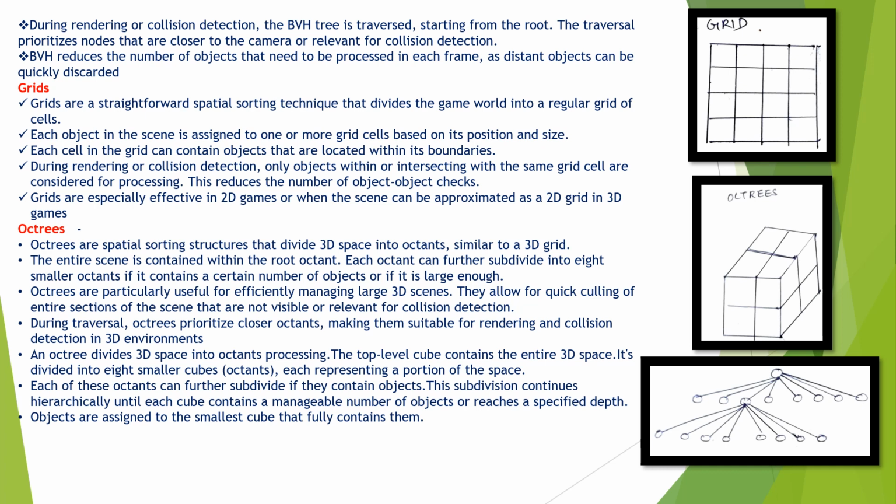The top level cube contains the entire 3D scene. It divides into smaller cubes, each representing a portion of space. Each of these octants can be further subdivided if they contain objects. This subdivision continues hierarchically until each cube contains a manageable number of objects or it reaches a specified depth. Objects are assigned to the smallest cube that fully contains them. So this is all about the spatial sorting algorithm.